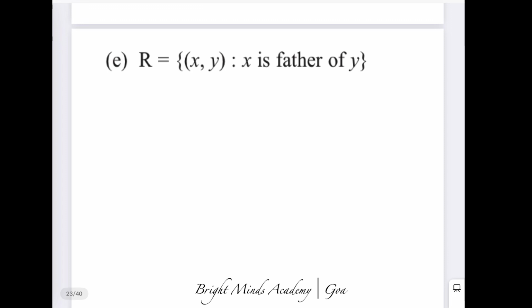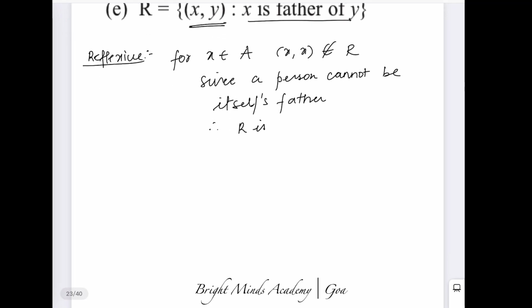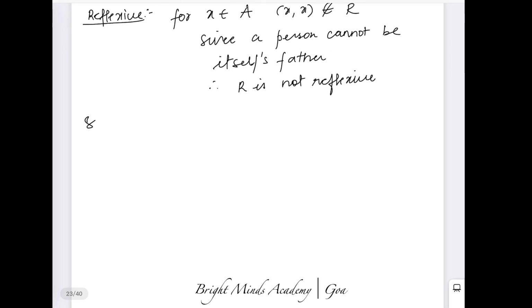We'll go on to the last question for this part of question number 1. Here you are given that there is a relation X comma Y such that X is the father of Y. Now we'll quickly check for reflexivity. A person cannot be the father of himself, so therefore for X belonging to the set A, X comma X do not belong to the relation R, since a person cannot be his own father. Therefore R is not reflexive.